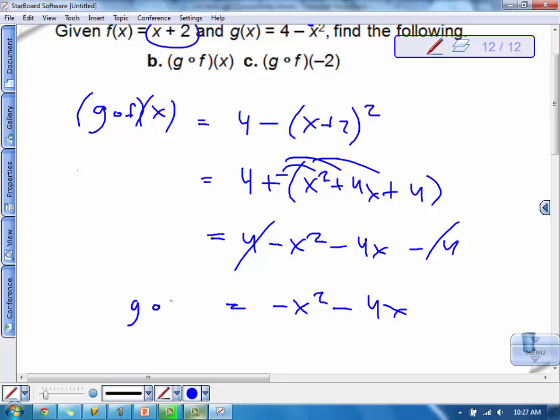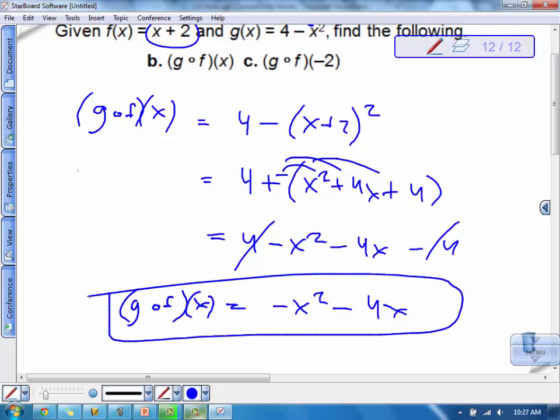This is my g of f of x. Simplified. That's what I'm looking for.